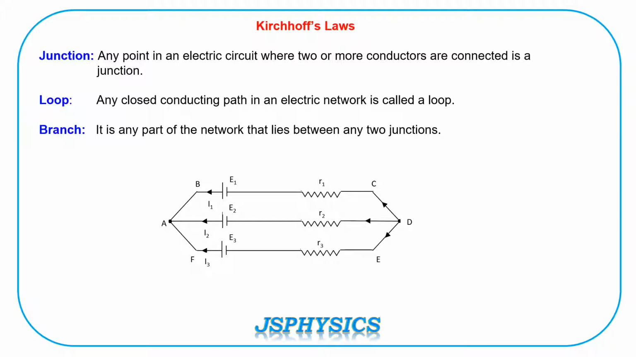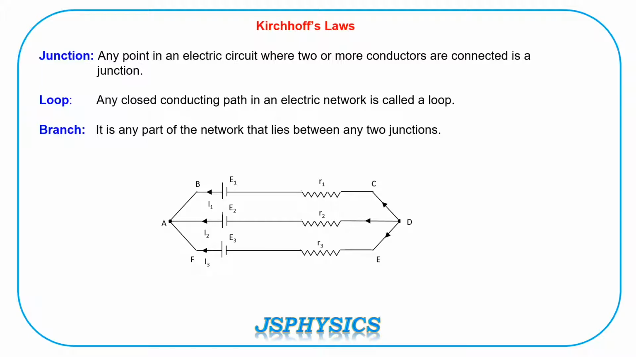Now let us understand these terms with the help of a diagram. Here you can see a simple circuit consisting of three cells having internal resistances R1, R2 and R3. Here we can say junctions are two, point A and point D. These are the electrical junctions, and at each junction in the given circuit, three conductors are meeting.